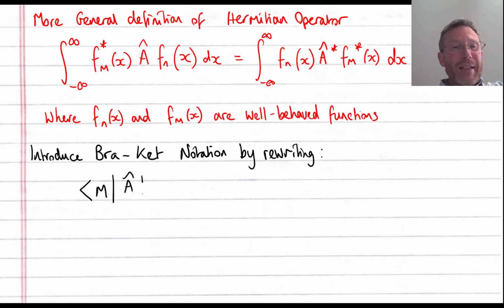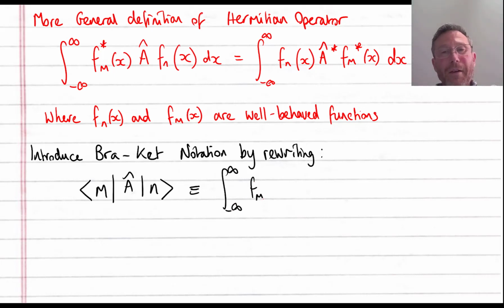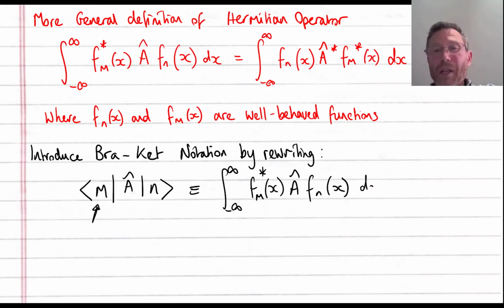Going to now write exactly the same thing, but using the bra-ket notation. And this is equivalent. So this bra-ket notation is equivalent to the integral over the full range here, f m of x, and the complex conjugate is on the left hand side in here. So that's the complex conjugate. Here's the operator a hat, f of n dx.